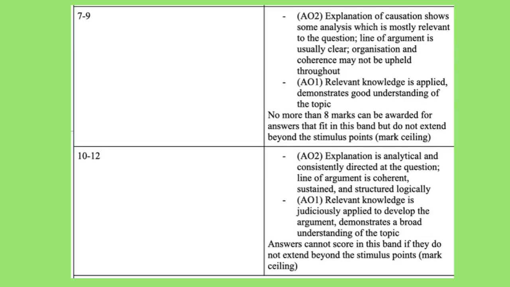These are the top 2 bands. Now here we're seeing words like analytical, consistently directed to the question, coherent, logical. So firstly, in order to be analytical, you need to have stated the factor that you think was an important cause and then explained it. So you've brought in bits of your own knowledge. You've explained why that caused the event. So make it really clear what you're arguing.